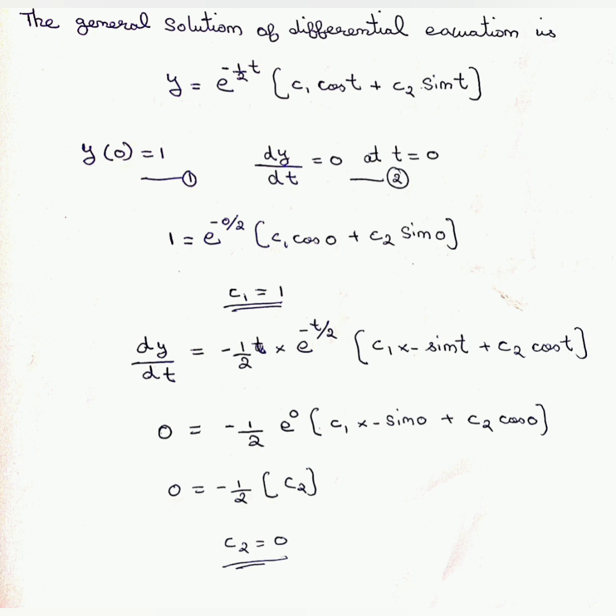Now we apply the second condition, dy/dt = 0. Differentiating y, dy/dt: the derivative of e^(-t/2) is e^(-t/2) into -1/2, times (c1 cos t + c2 sin t), plus e^(-t/2) times (c1 into derivative of cos t, which is -sin t, plus c2 into derivative of sin t, which is cos t). Now we apply the condition: 0 = -1/2 e^0 c1 cos 0 + e^0(-c1 sin 0 + c2 cos 0). e^0 is 1, sin 0 is 0 and cos 0 is 1. We get the value of c2 as 0.